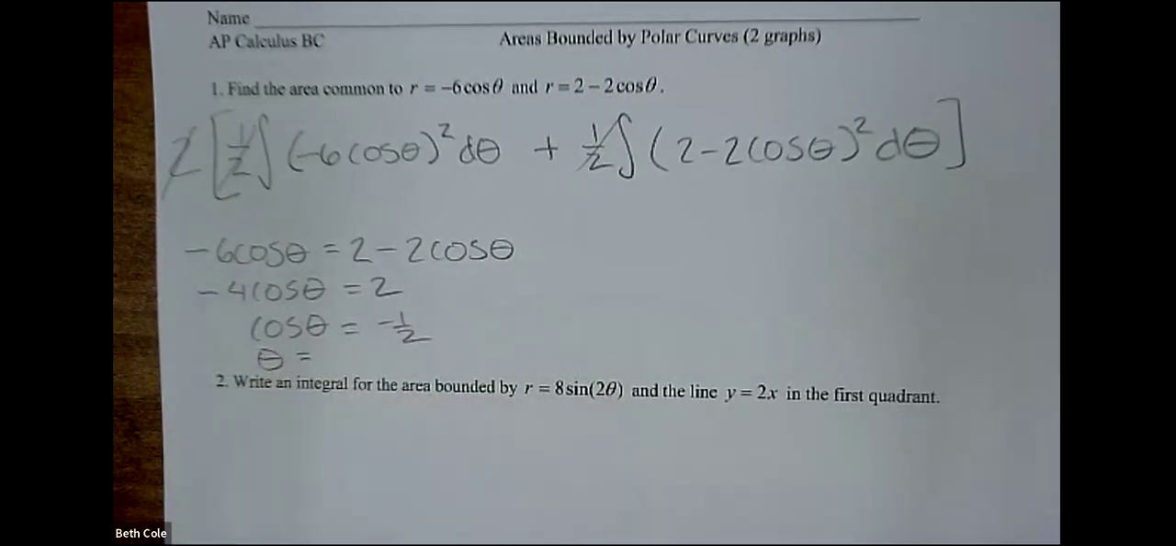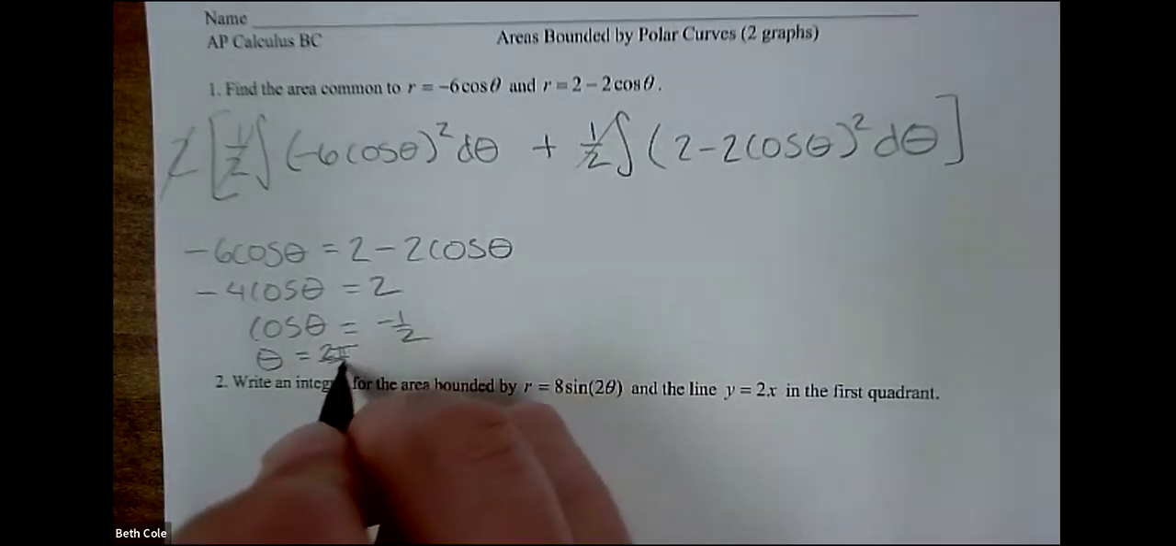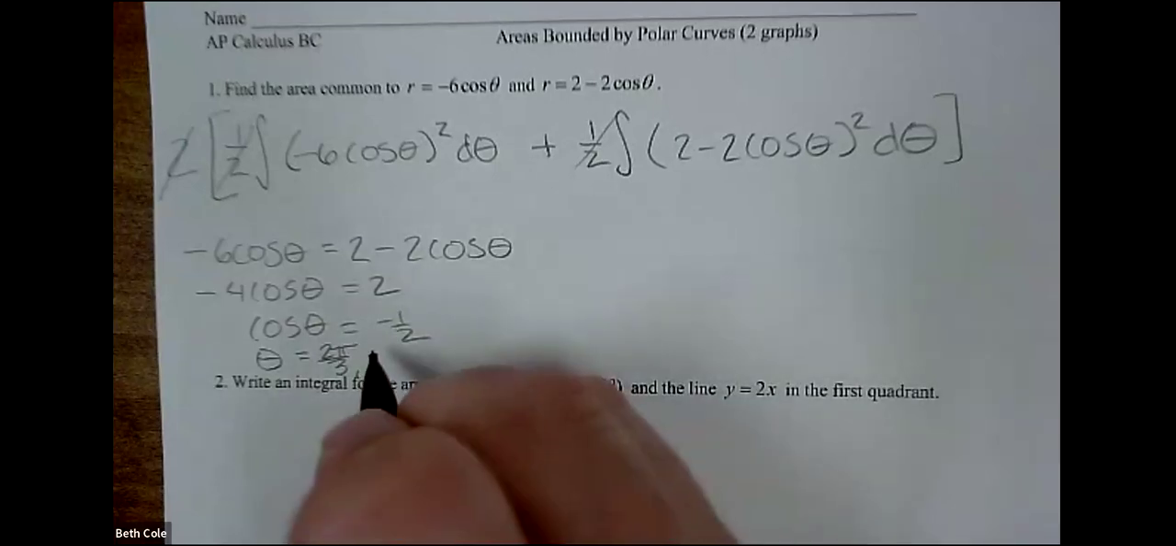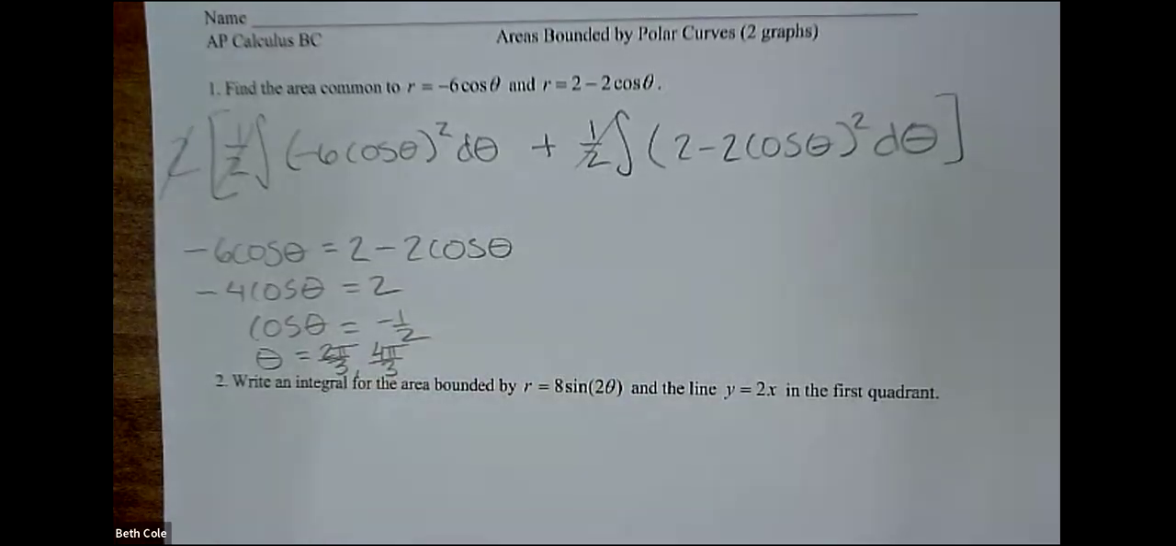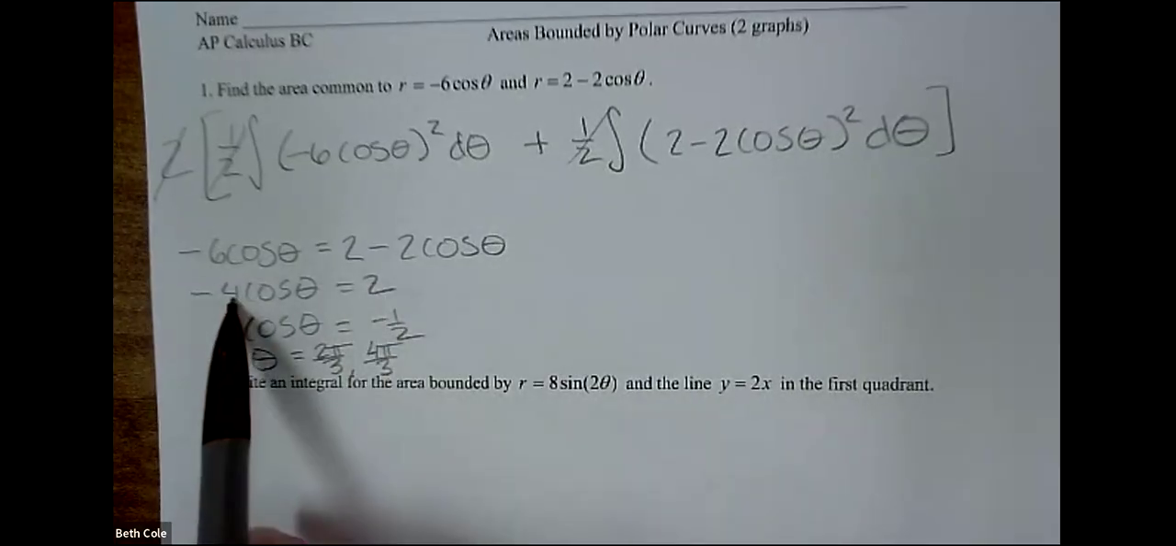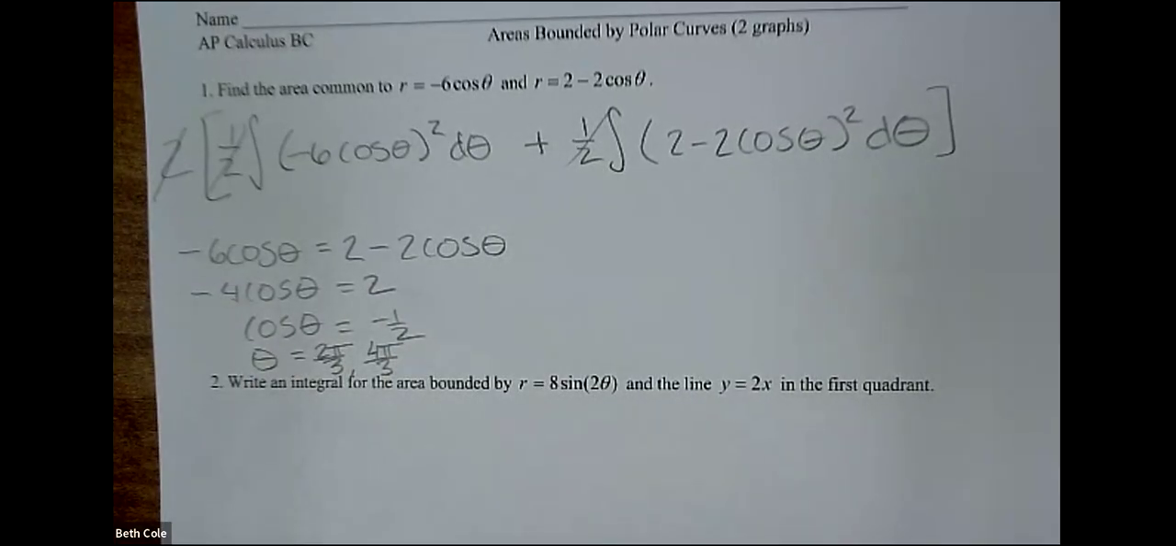So think about it. We want something in quadrant 2 and quadrant 3. If I give you the first one, it's 2 pi over 3 and 4 pi over 3. 2 divided by negative 4. I just divided the negative 4 over.